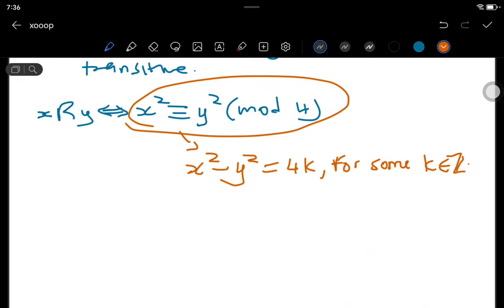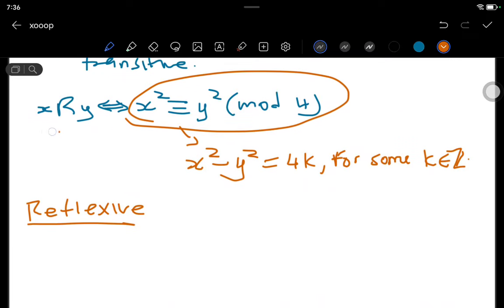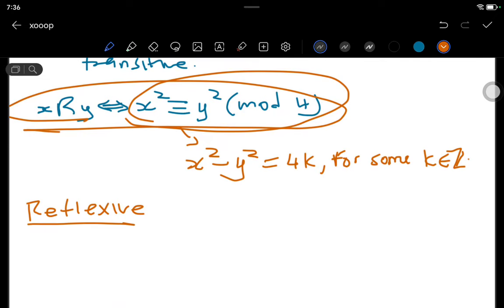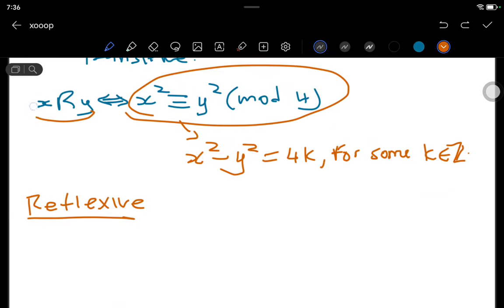So now we need to prove what we call reflexive, then symmetric, then transitive. For the first thing, if you want to prove reflexive, write "reflexive" so the lecturer knows what you're dealing with. When proving reflexive, we won't start from the conclusion, but with what we were given.